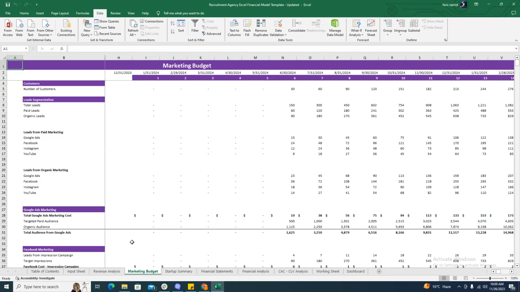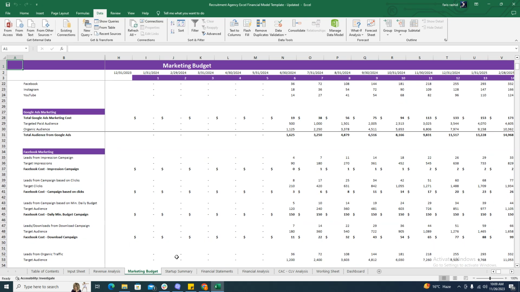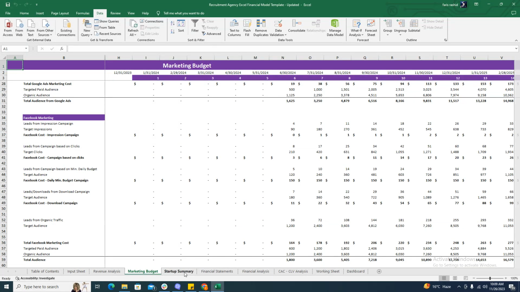Then comes the budgeting sheet, the marketing budget sheet. This basically gives you the calculations on the marketing expense of the business in the upcoming 60 months. As you can see over here, it goes up to 60 months. Then comes the startup summary.